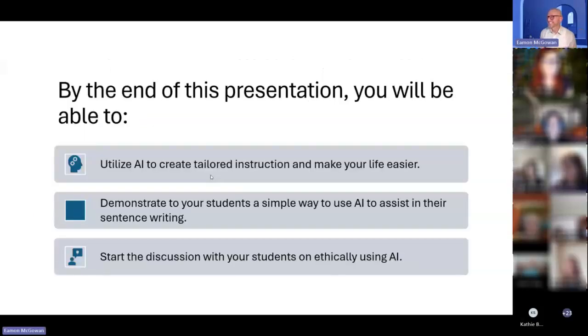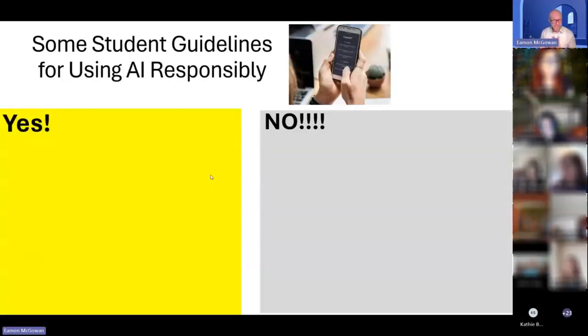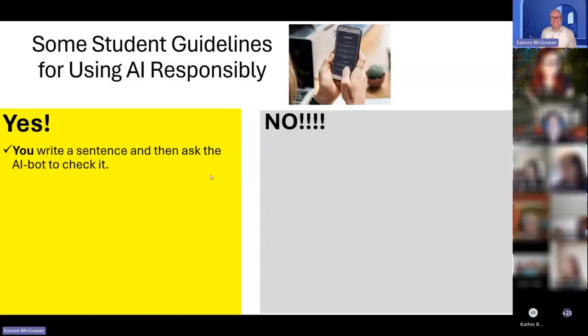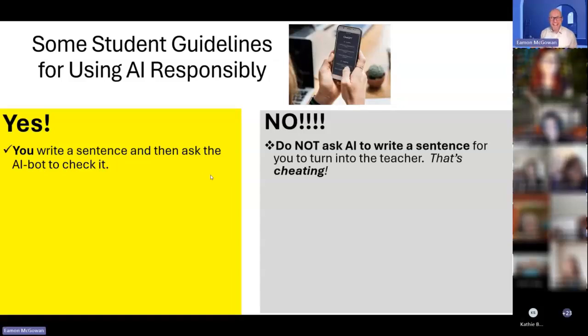All right, lastly, in my few minutes I have left, start the discussion with your students on ethically using AI. So just some guidelines that I've been using. I've adapted some of these from what I learned at TESOL. But tell the students, yes, it's okay if you write the sentence and then ask the AI bot to check it. And I show them how to do that. Do not ask AI to write the sentence, right? That's cheating, just for making it simple for students.